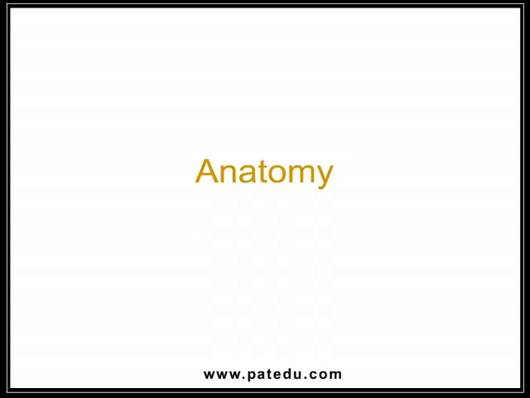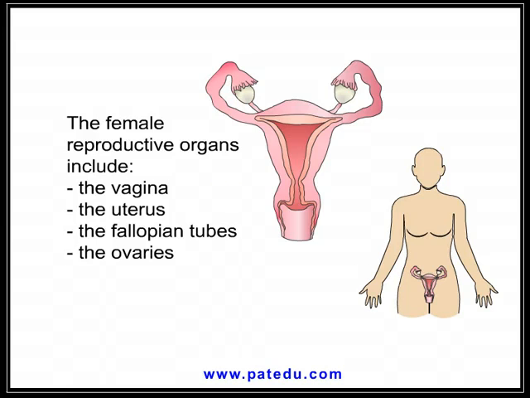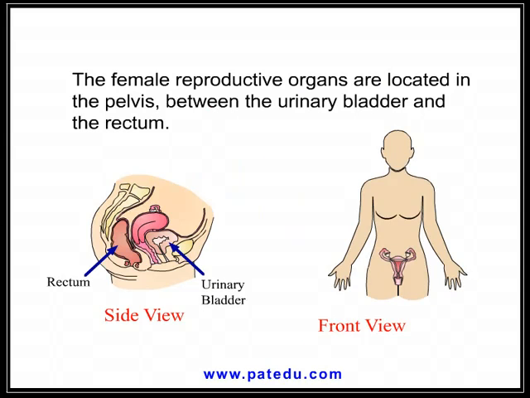Anatomy. The female reproductive organs include the vagina, the uterus, the fallopian tubes, the ovaries. The female reproductive organs are located in the pelvis between the urinary bladder and the rectum.